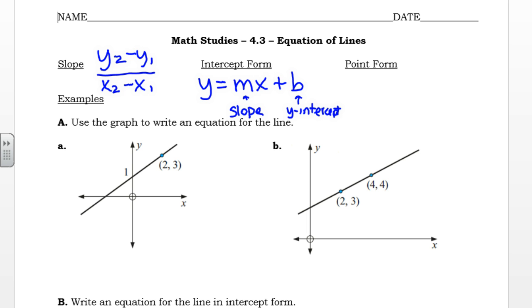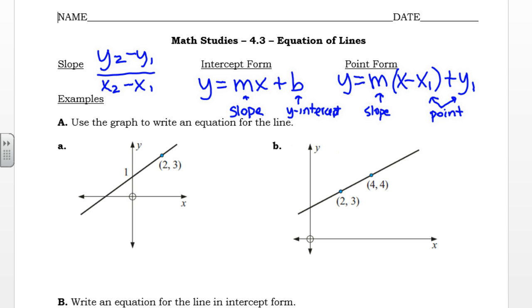Point form is a longer format, but it's actually more useful because we don't need the y-intercept, which is not always available in all circumstances. But we usually have a point that we use to calculate the slope, so we can use that same point, the same numbers that we would use to calculate the slope, and put them into the equation here. So again, m is the slope, and then x1 and y1 are just a point on the line.